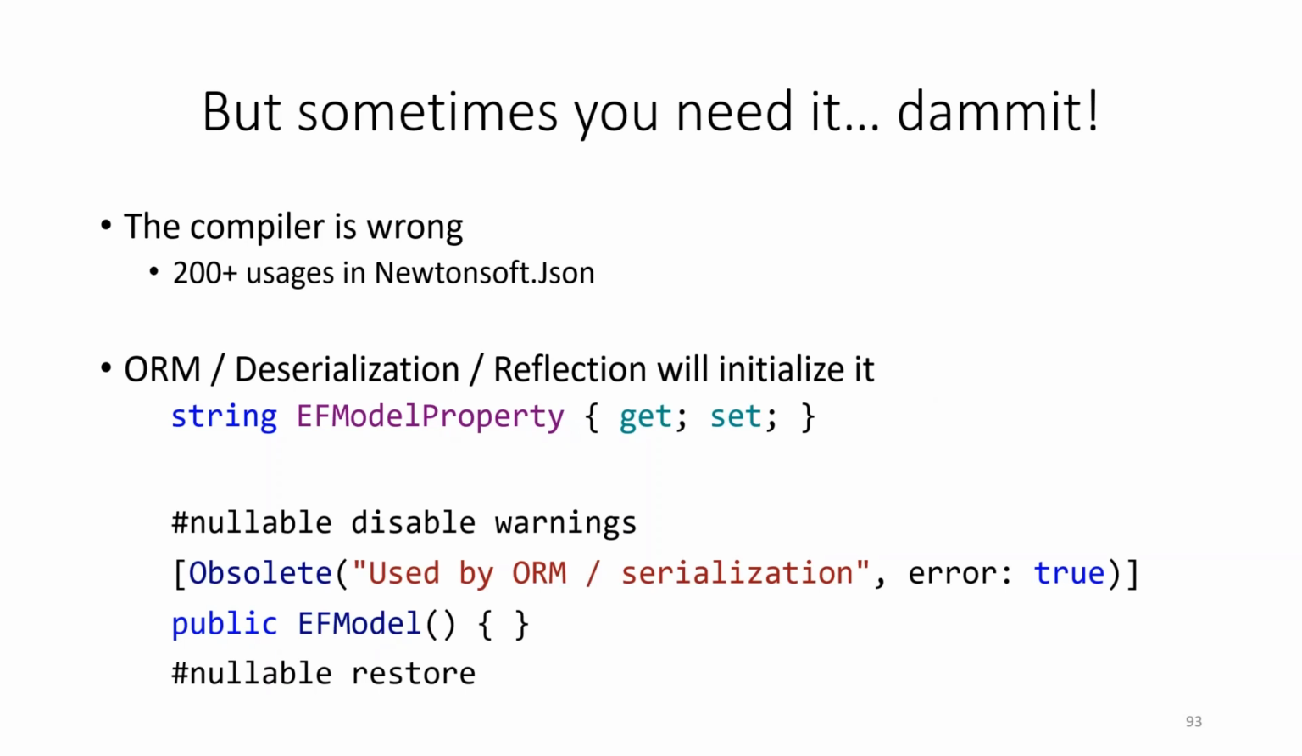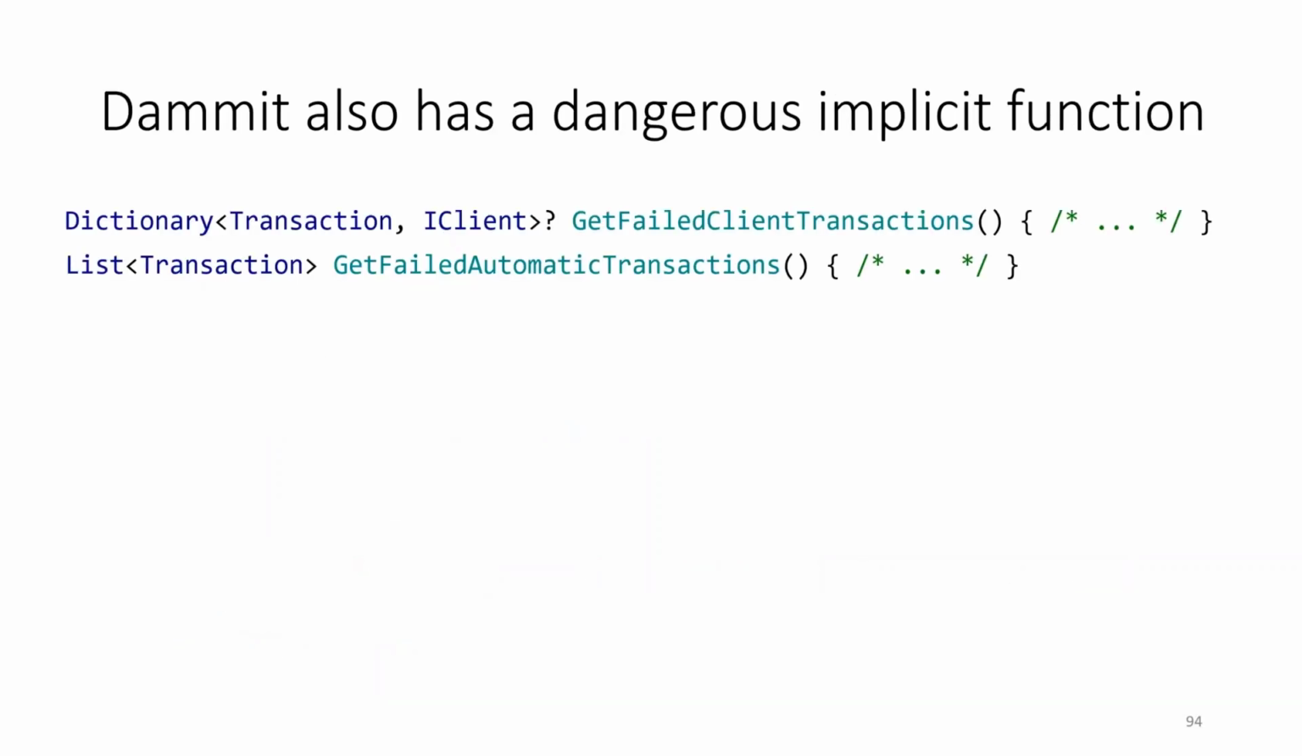An alternative approach would be to declare a constructor that will be used by the ORM and suppress warnings about not initialized properties in this constructor only, and mark it as obsolete so that no one will accidentally use it and initialize and create an object with incorrect state.